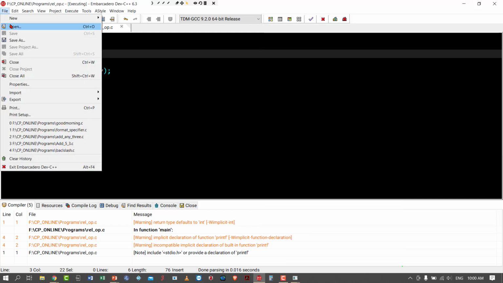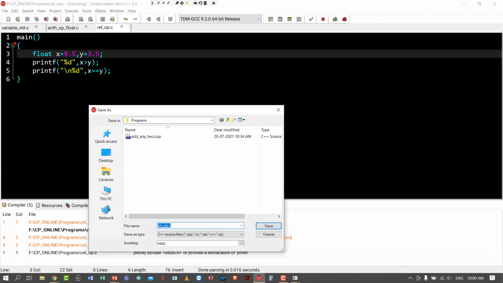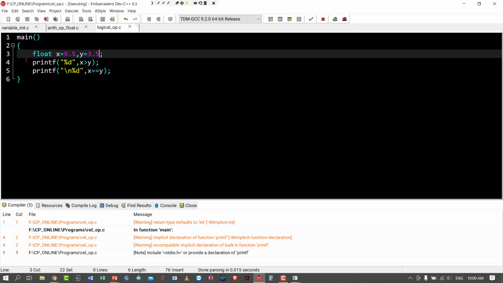Okay, let me move to logical operators. Logical op.c. So the same example I am going to modify. a equal to 0, b equal to -5.